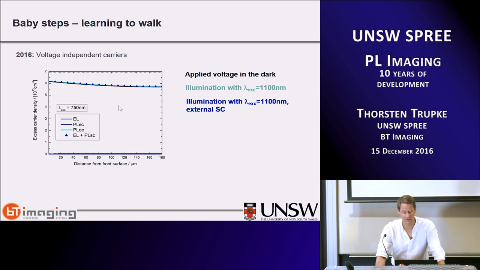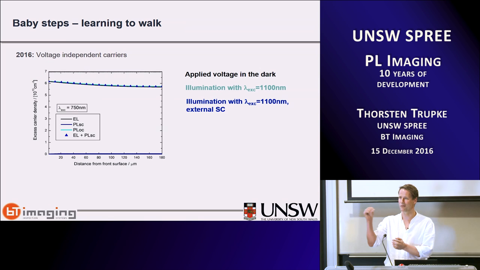Now, the same simulation can be done for shorter excitation. This is 750 nanometer excitation. And you can see that things change quite dramatically. In this case, the voltage-independent carrier distribution is almost zero. And the reason for that is, of course, that we're then generating the carriers very close to the junction. It's almost the same as if we inject the carriers electrically. So there's no difference, and therefore there's no voltage-independent carrier distribution for short illumination wavelengths.